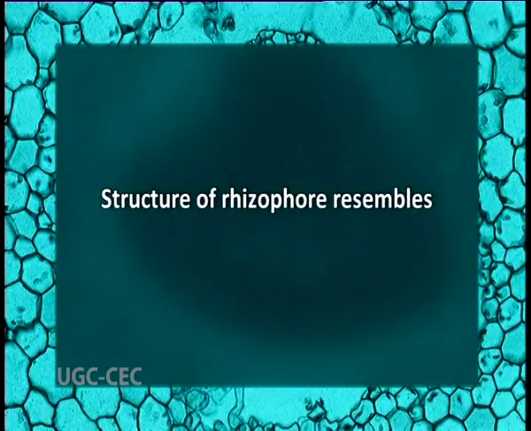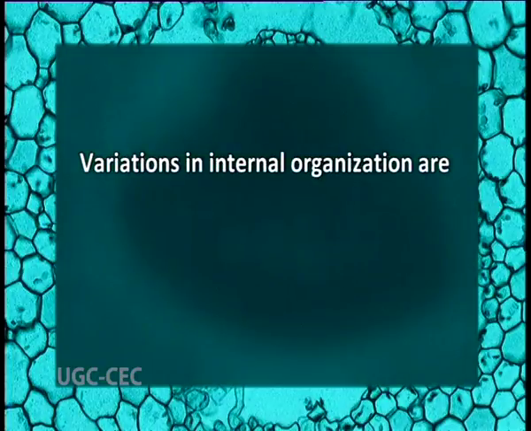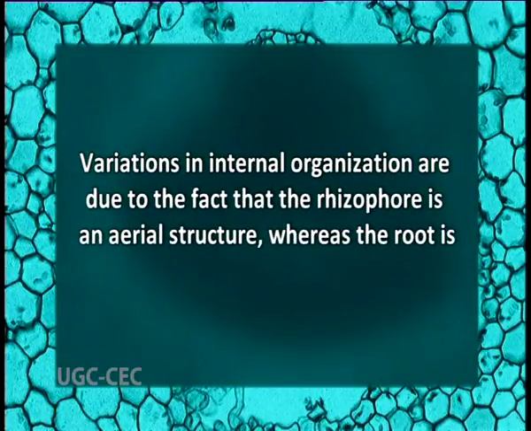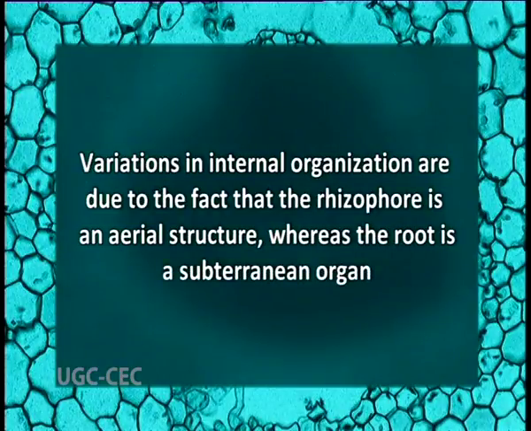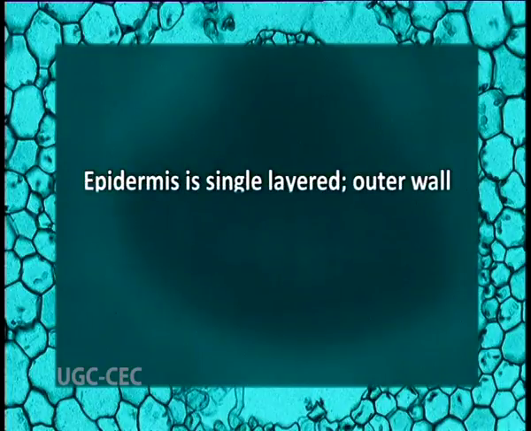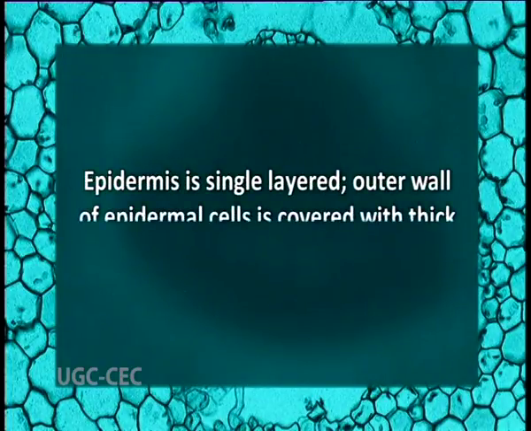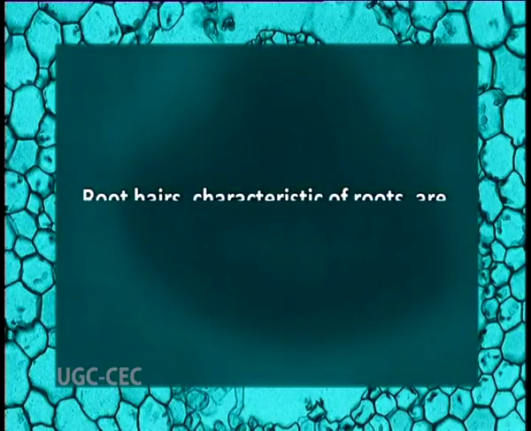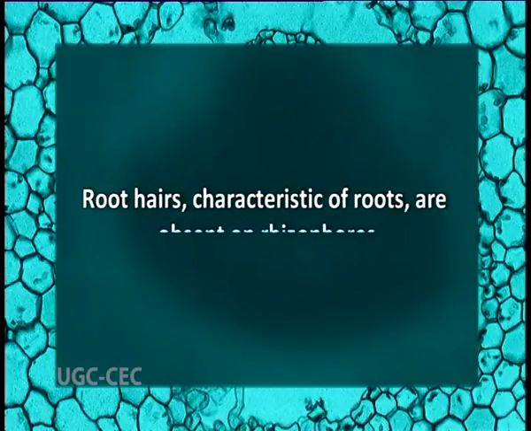The structure of the rhizophore resembles the root. Some variations in the internal organization are due to the fact that the rhizophore is an aerial structure, whereas the root is a subterranean organ. The epidermis is single-layered and the outer wall of the epidermal cells is covered with a thick layer of cuticle. Root hairs, characteristic of roots, are absent on rhizophores.